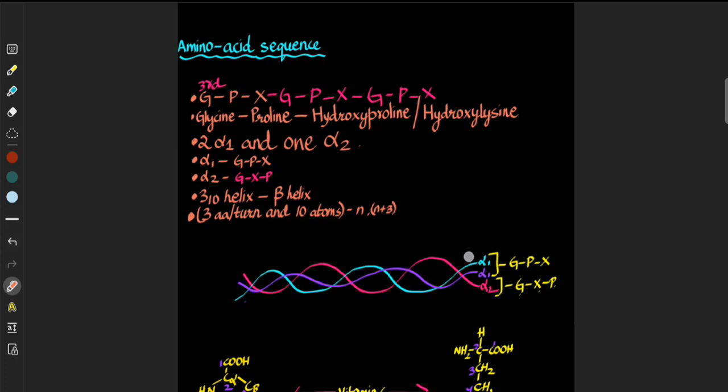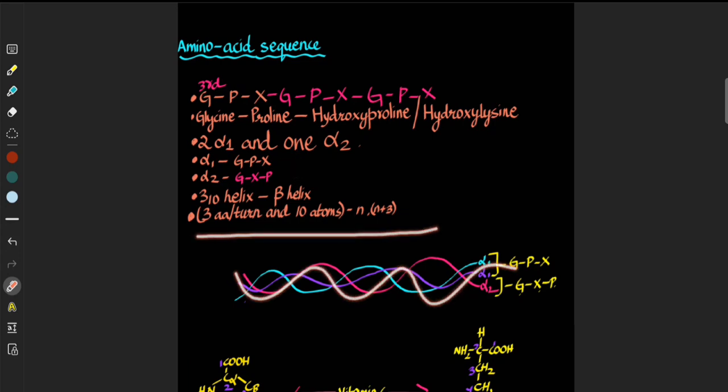So there are two alpha 1 chains and one alpha 2 chain, right? And they are differentiated on the basis of the amino acid sequence. And then this particular polypeptide is a beta helix. That means the first atom and the fourth atom will be able to form hydrogen bonds with one another. If you don't know, please go back to my helix video and then come back.